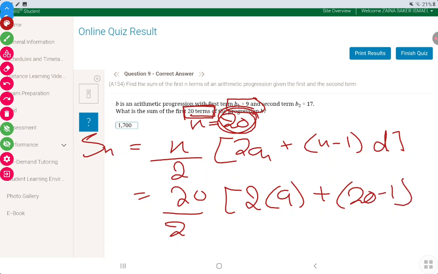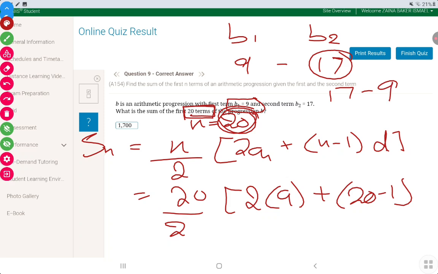How do you find the difference? They gave us b1, they gave us b2. These two are consecutive, they're right after each other, so we can just subtract them to find the difference. 17 minus 9 is 8, so the difference is 8.